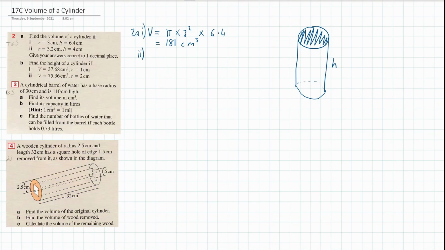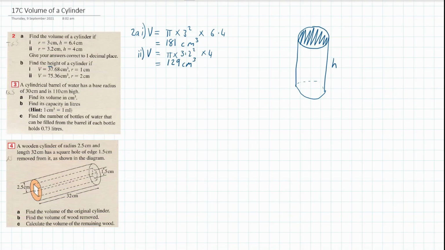Now let's do number 2. This one we've got some different values, so the volume is going to be pi times 3.2 squared times 4. What does this give us? 3.2 squared times 4 times pi, and we get, to three significant figures, 129 centimeters cubed.